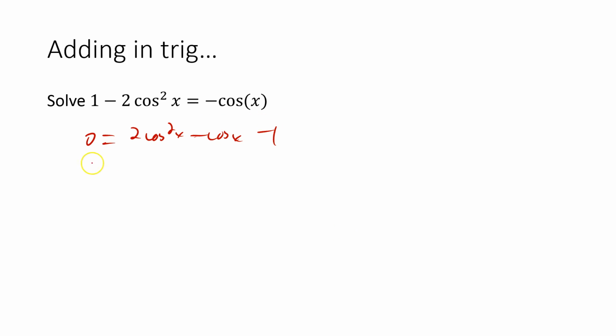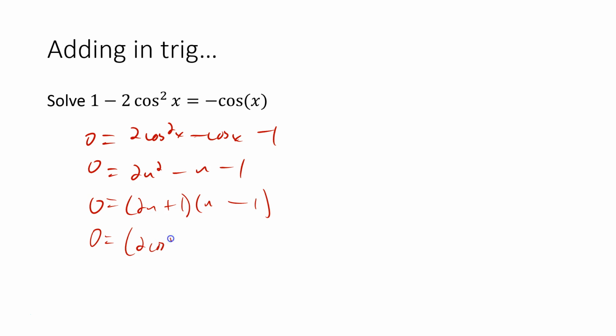Now, we can do u substitution here. 2u squared minus u minus 1. Factor that. Got 2u and u, 1 and 1. So we're going to put a negative here for negative 2, and then a positive 1 will bring us back to negative u. Now put the cosines back in. So this is 2 cosine x plus 1 times cosine x minus 1. So that means that either 2 cosine x plus 1 equals 0, or cosine x minus 1 equals 0.